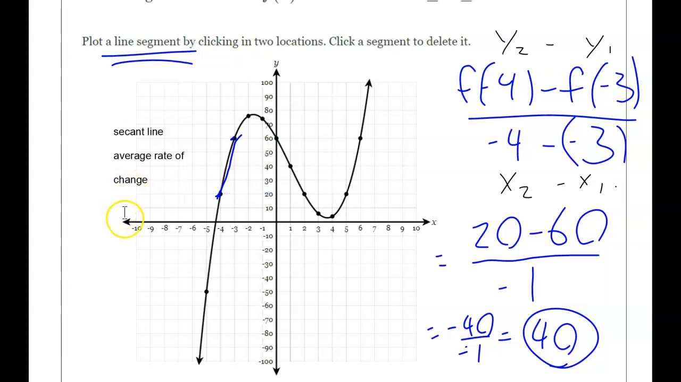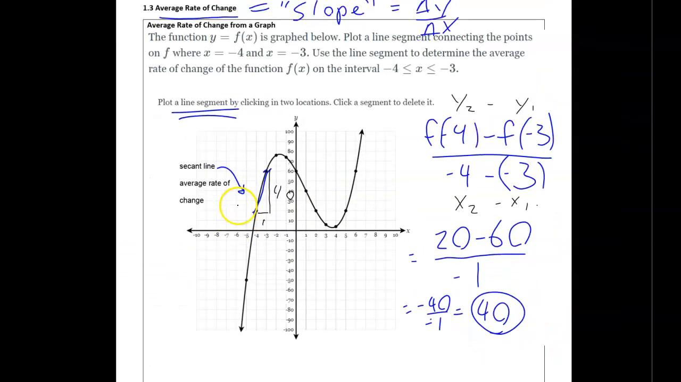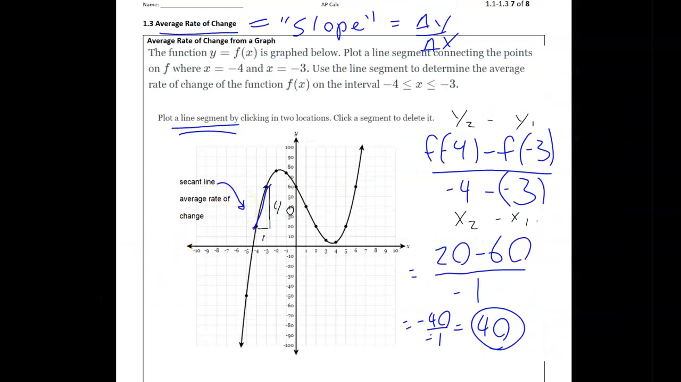And notice my secant lines would have different slopes depending on where I drew them. But this particular one, well, if I do rise over run, I go over 1, up 40, which is exactly what we found in my calculations. So again, average rate of change is exactly the same as the slope problems you've been doing since 8th grade.